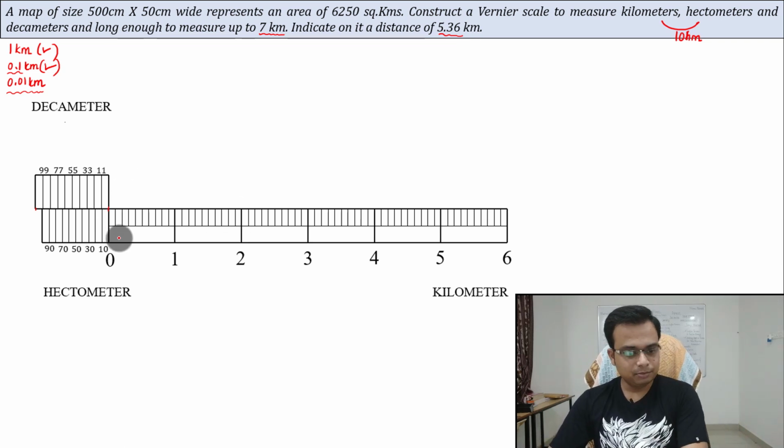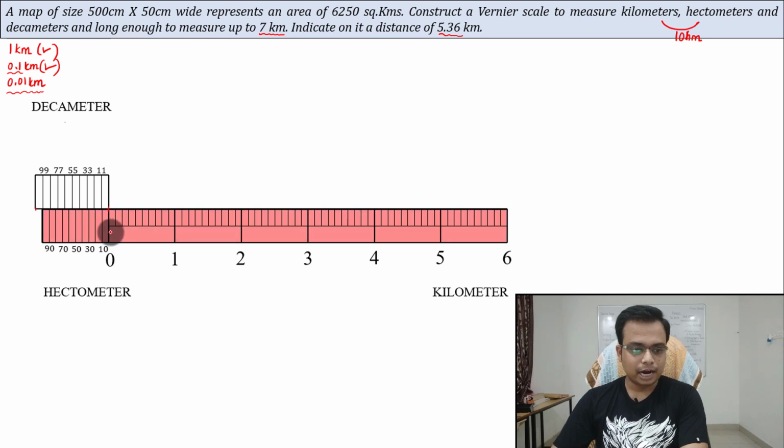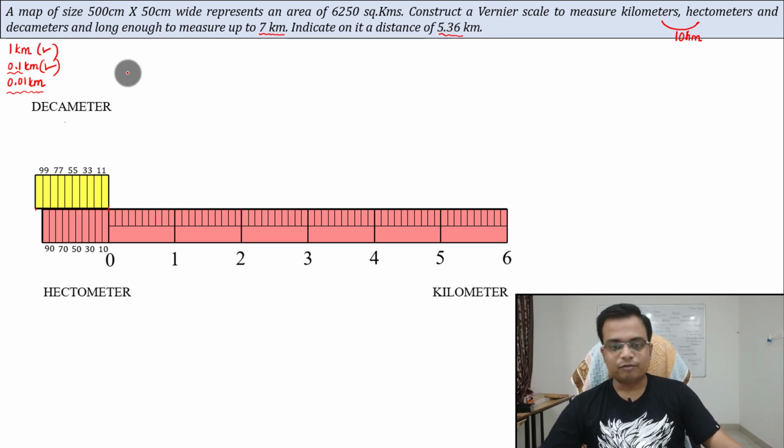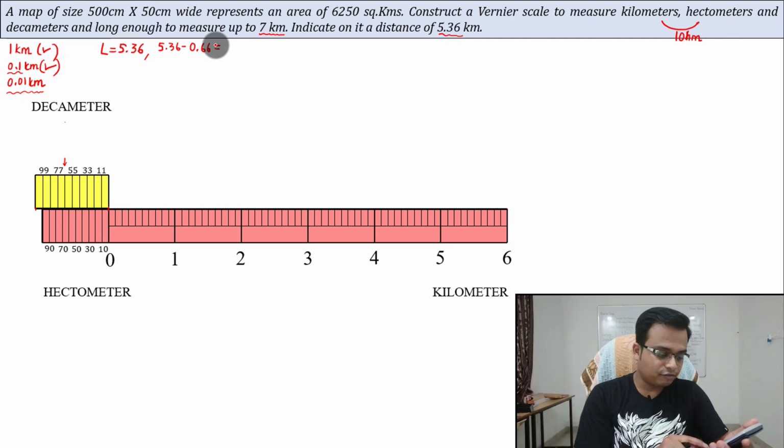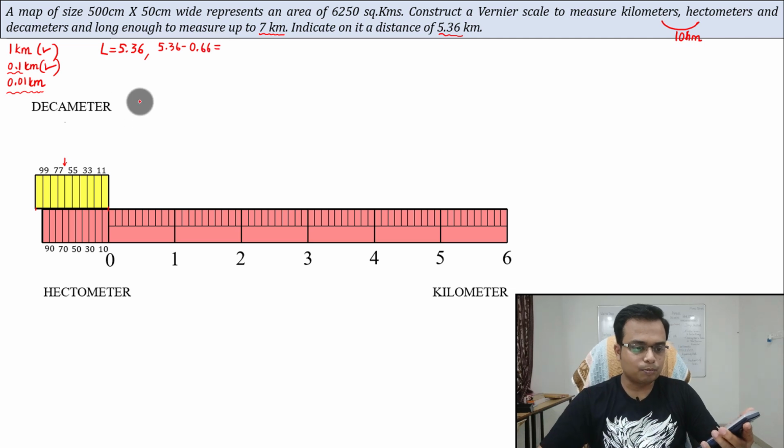Now what to do? Let me just add a bit of color to add a bit of life to the scale. And now what do we need? We need 5.36. Again, the distance that needs to be measured is 5.36. So find me a digit on the vernier scale which ends with 6. It is going to be somewhere here. That is 0.66. So 5.36 minus 0.66, let me use a calculator, and this is precisely 4.7.